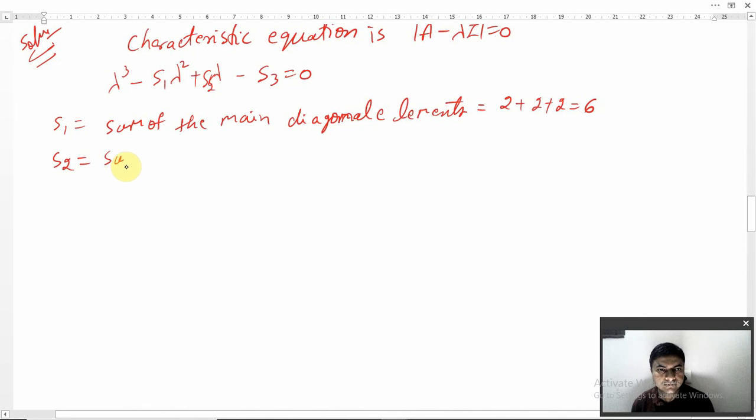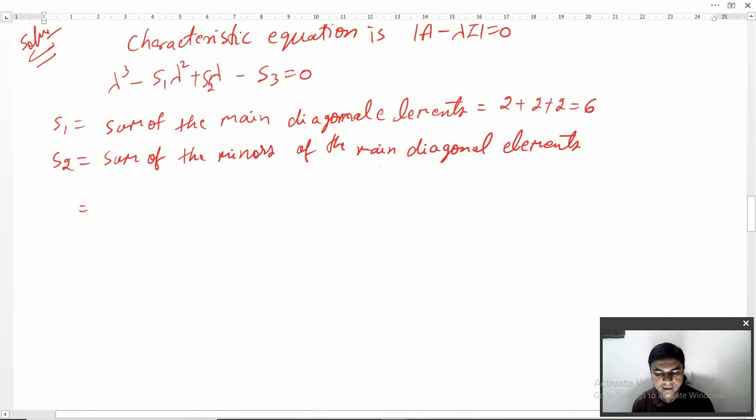Next we have the sum of the minors of the main diagonal elements. Okay, so we'll start with our main diagonal elements.